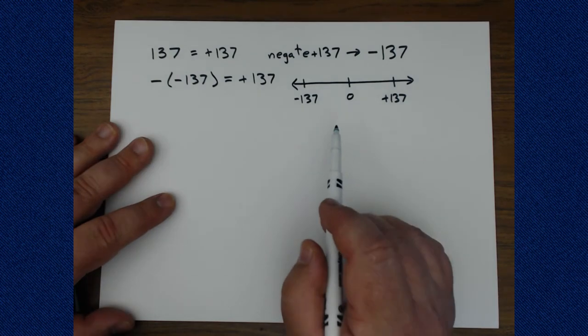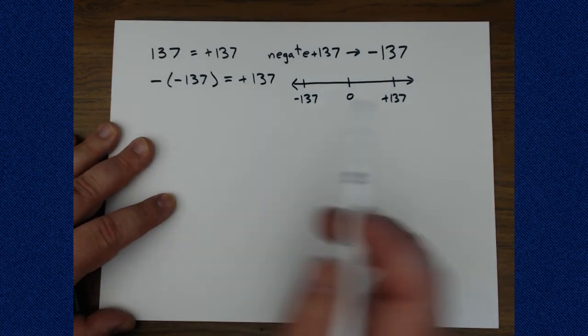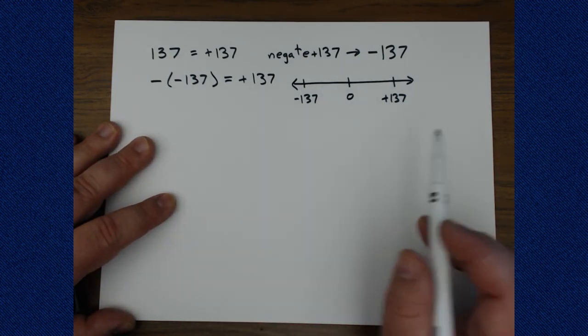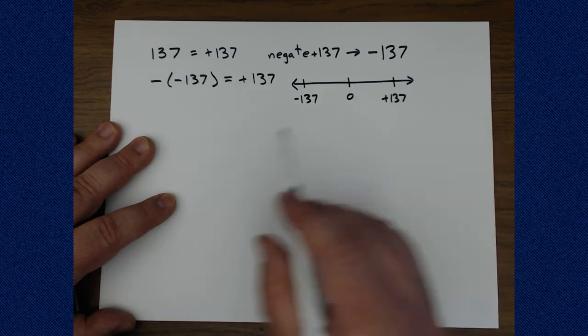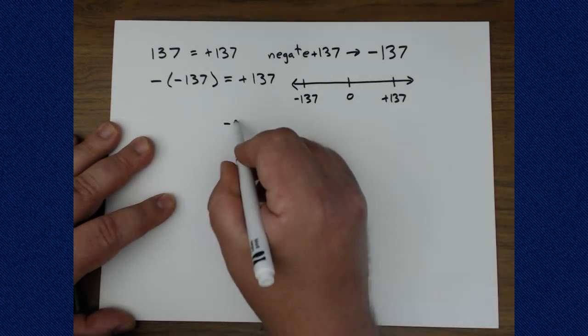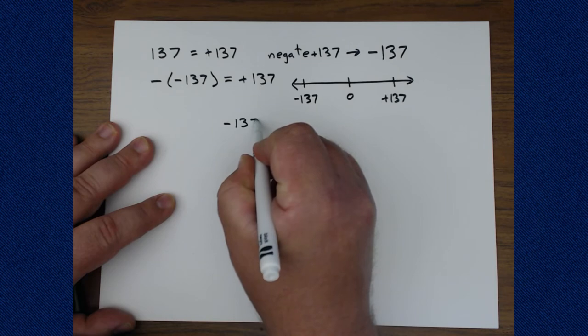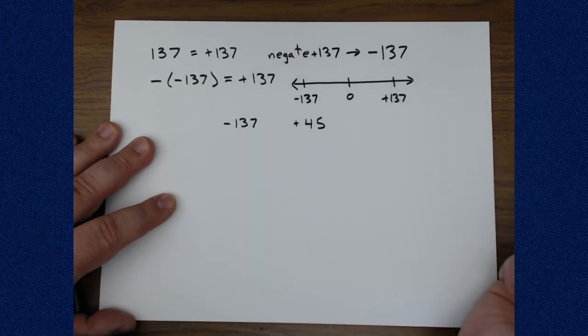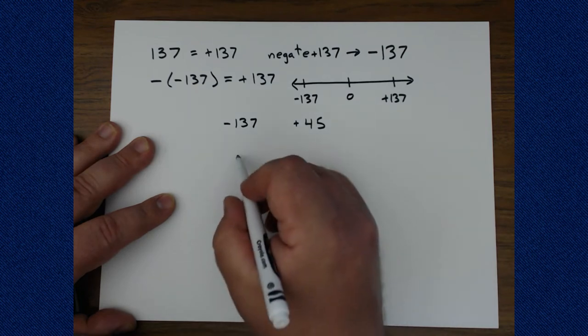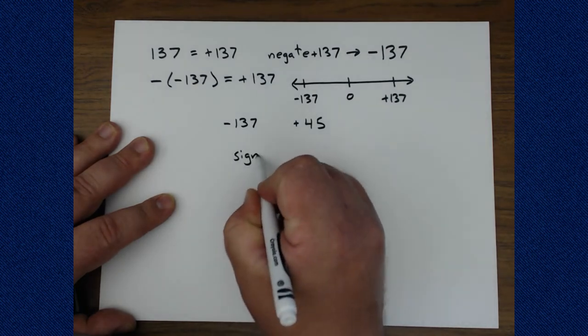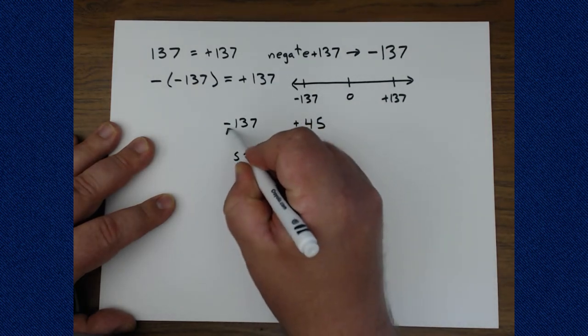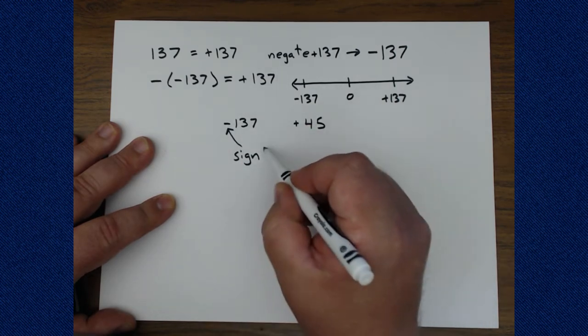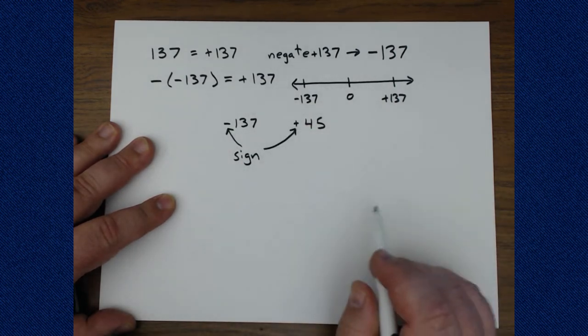So with a signed magnitude representation here in decimal land, what we're really saying is that a number has two parts. So here's a number like negative 137. Here's a number like positive 45. There are two parts to these numbers. The first is the sign. And here is one of them. It's negative. And over here is another example that's positive.